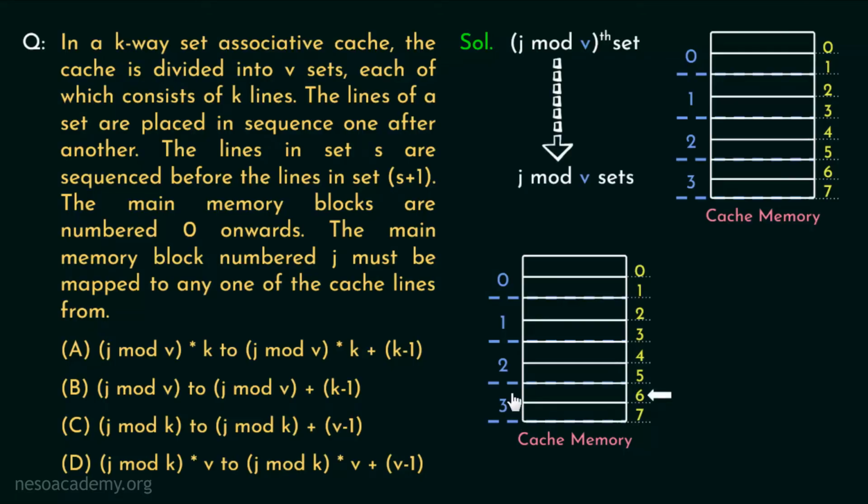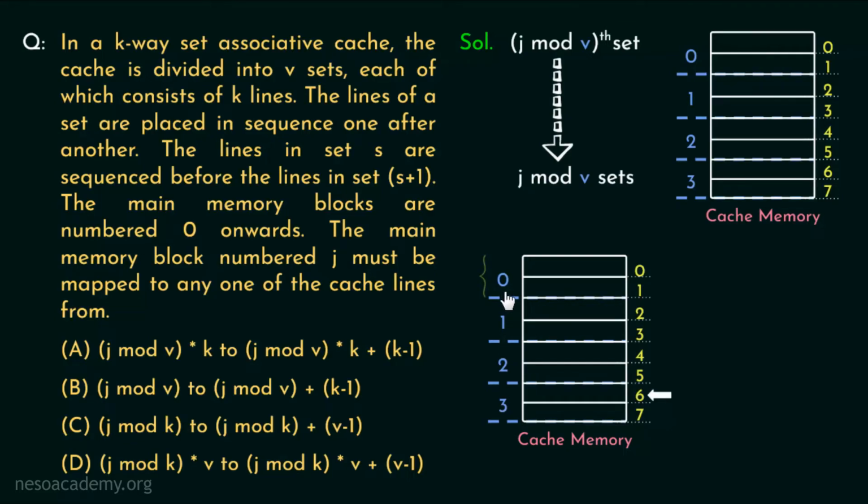Now in order to get to the set number 3, we need to cross 3 different sets. Similarly, in order to get to the J mod V set, we need to cross J mod V sets. Now this is a two-way set associative organization, right? Therefore, in order to get to the line number 6, which belongs to the set number 3, we need to cross first the set number 0.